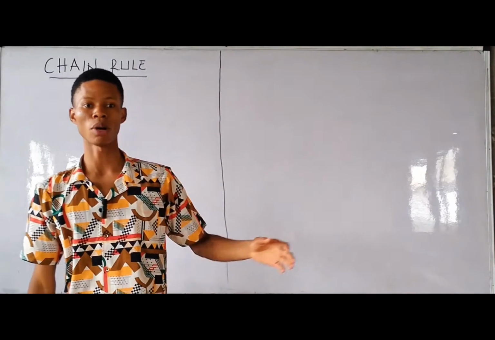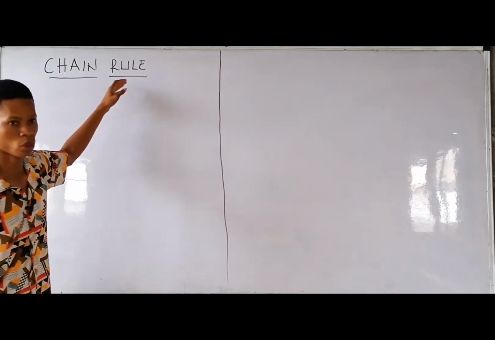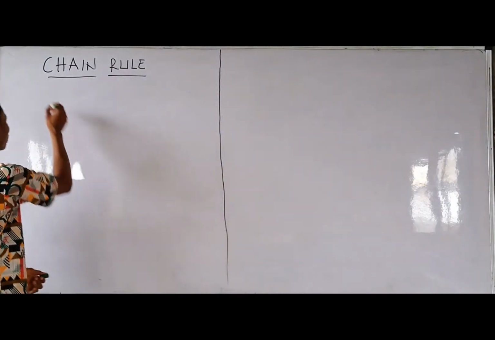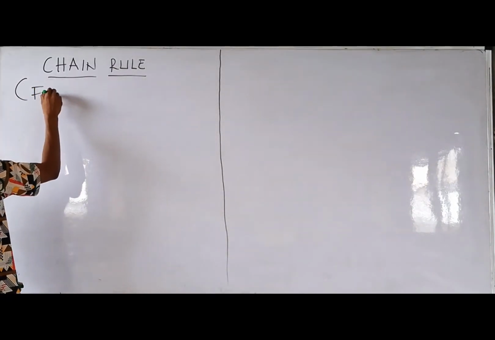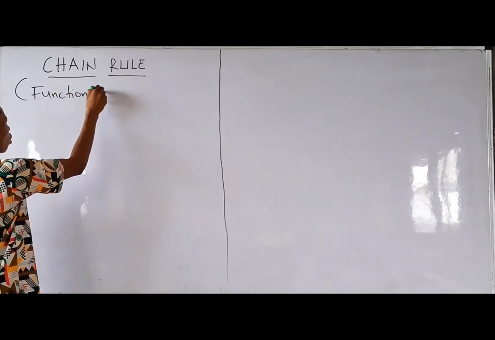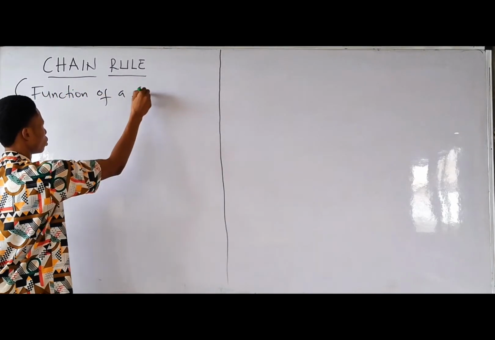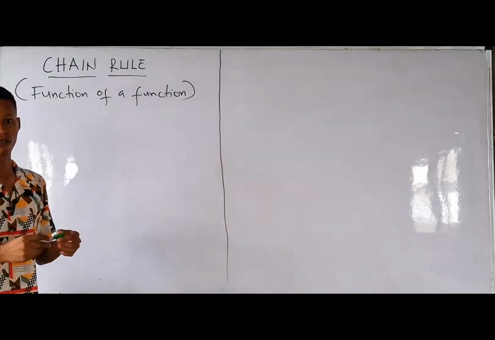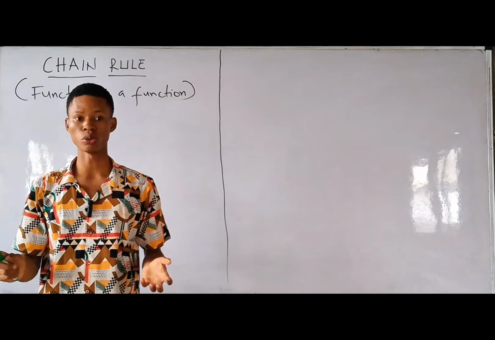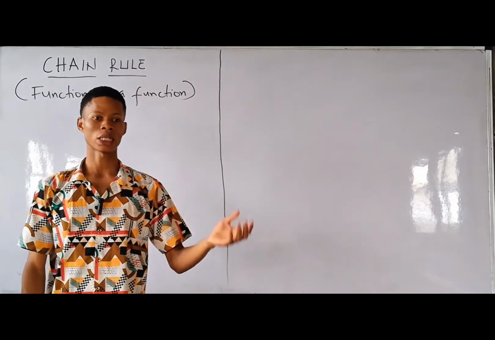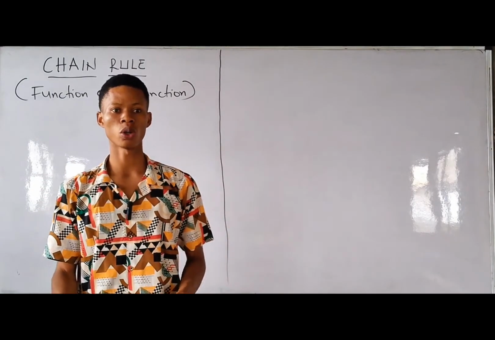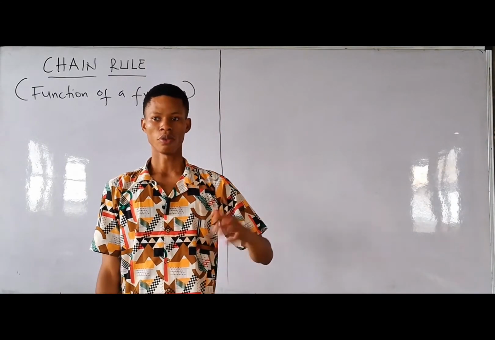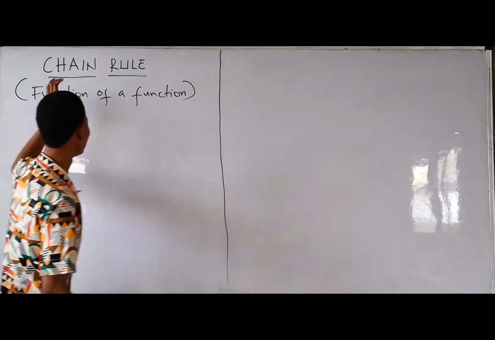Today we're going to be talking about chain rule. And chain rule, you can also see something like function of a function. So if you see function of a function, what we are talking about is the chain rule. Now, we've looked at the formula method or the general method of differentiation. We've looked at that. So today we are going to look at the chain rule.